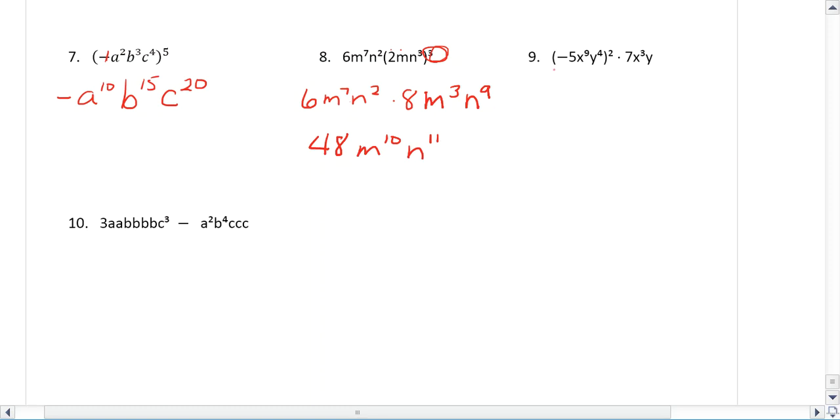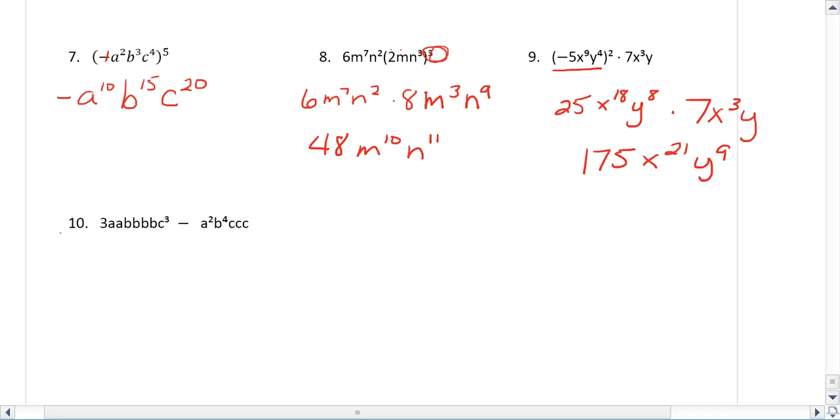Likewise, in problem 9, we have this entire parenthesis being squared, so we need to do that first. Negative 5 squared is 25. x to the 18th, y to the 8th. And now I'm multiplying that by 7x cubed y. So I end up with, let's see, 25 times 7 is 175, x to the 21st power, and y to the 9th.